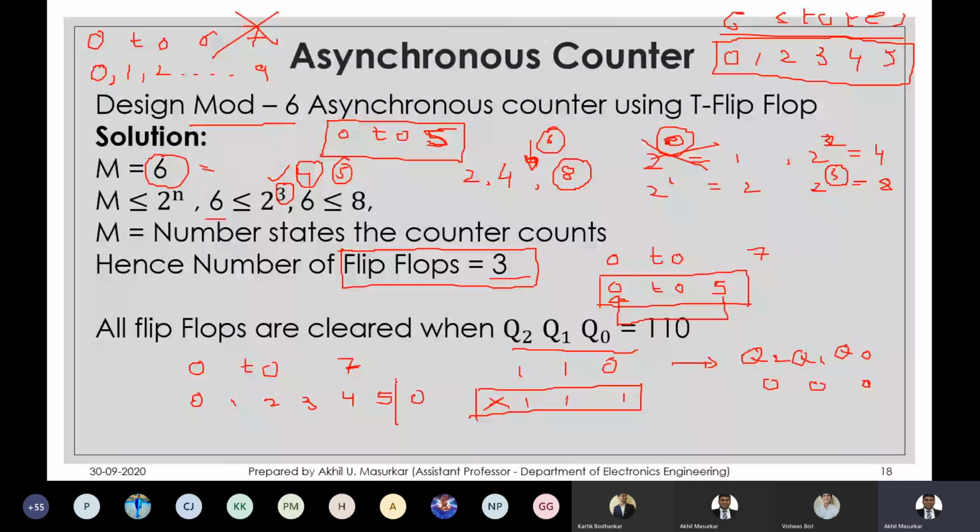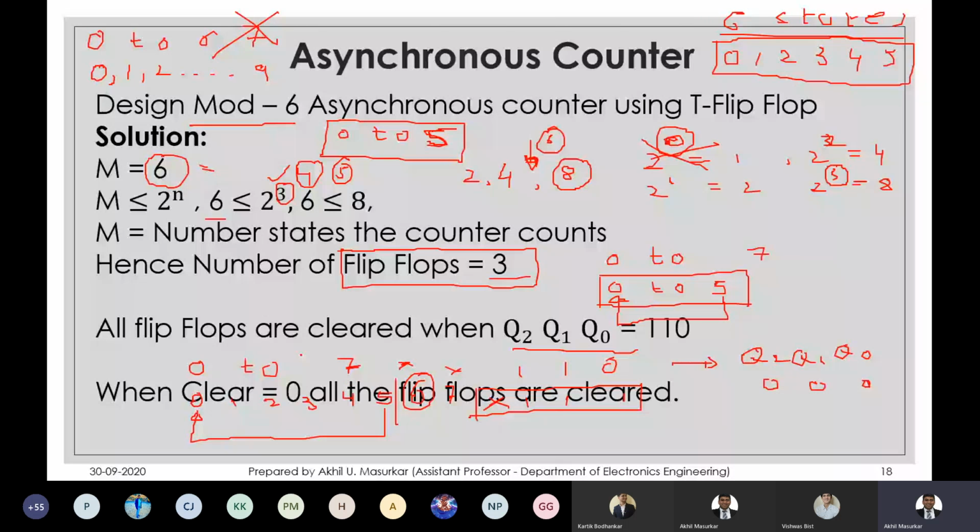After 5 we should have a 0. This is what we want, so we have to stop counting. We don't want 6 and 7. Somehow we have to detect 6, or detect that 5 has ended, and we need to reset the flip-flops back again. That is the objective. So when clear is 0, all the flip-flops are cleared. So you can just do this.